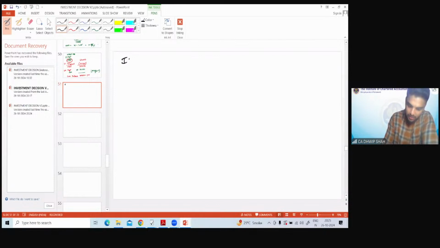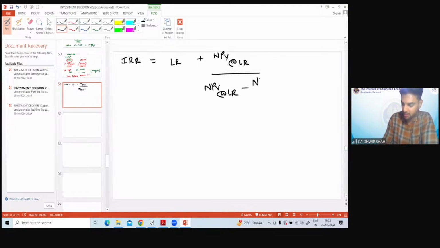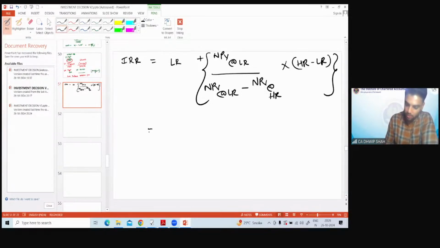NPV. First trial was at 14%. Okay, the formula is lower rate plus NPV at lower rate divided by NPV at lower rate minus NPV at higher rate, multiplied by higher rate minus lower rate. So I know my lower rate was 14%.